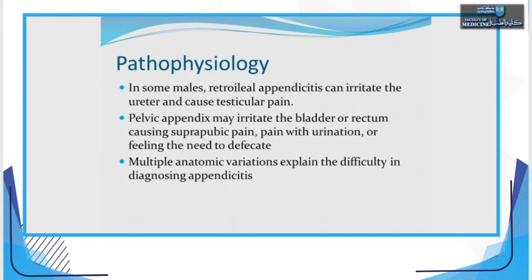In some males, retrocecal appendicitis can irritate the ureter and cause testicular pain. A pelvic appendix may irritate the bladder or rectum, causing suprapubic pain, or pain with urination, or a feeling of the need to defecate. Multiple anatomic variations explain the difficulty in diagnosing acute appendicitis.